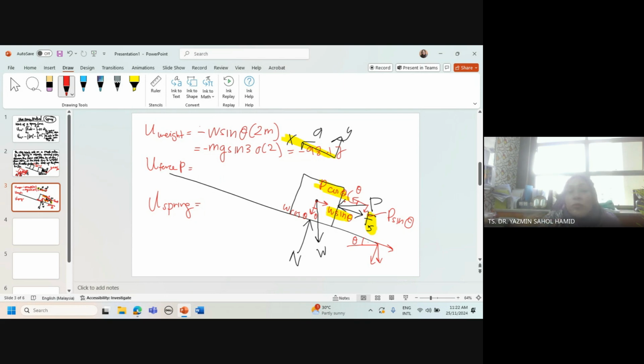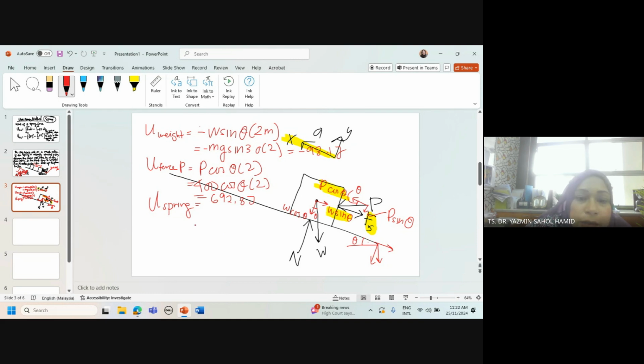Okay, force due to P, because it's the same direction as the direction of the displacement where the block is pushing upwards, then it means that this will be P cos theta times 2. And here given P is 400 in the question. 400 times cos theta times 2. Okay, so you need to calculate that. 400 cos theta times 2. You should get the answer to be 692.8 joule.